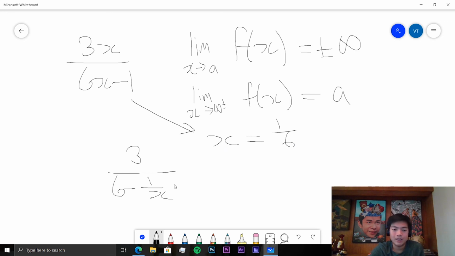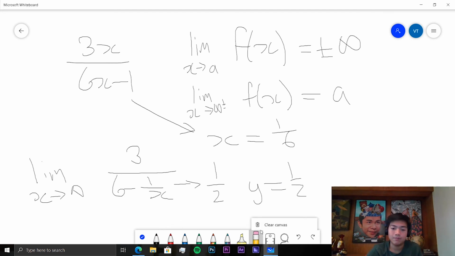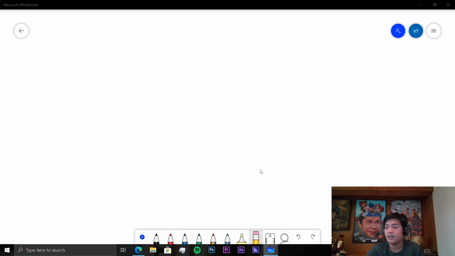Horizontal asymptotes mean that this needs to tend to a constant. The limit as x approaches infinity of this will be equal to a constant, and that will be equal to 1/2. So y equals 1/2 should also be a horizontal asymptote of this graph. So x equals 1/6 and y equals 1/2 are both asymptotes of this graph. Okay, on to the next one.